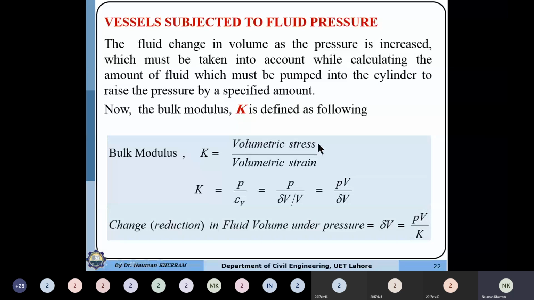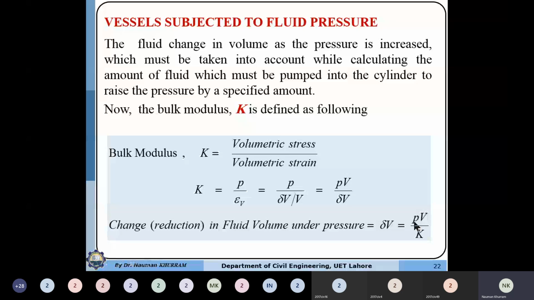So what is the volumetric stress? Volumetric stress is equal to the pressure, or hydrostatic pressure, which is uniformly acting on the wall surfaces. And what is epsilon V? Epsilon V is the volumetric strain, which is equal to the change in volume over the original volume. So bulk modulus is equal to P V over delta V. It means that if we want to determine the change in volume, the change in volume is equal to P V over K, the bulk modulus.